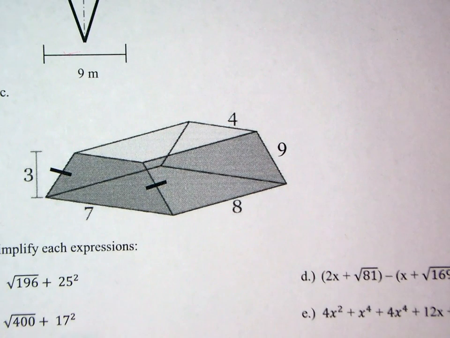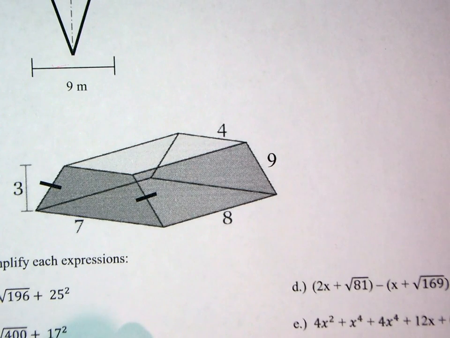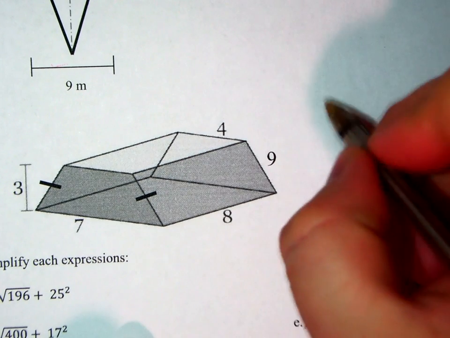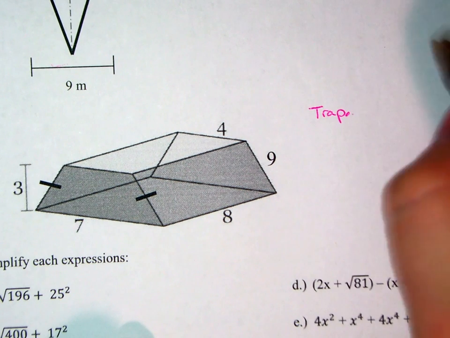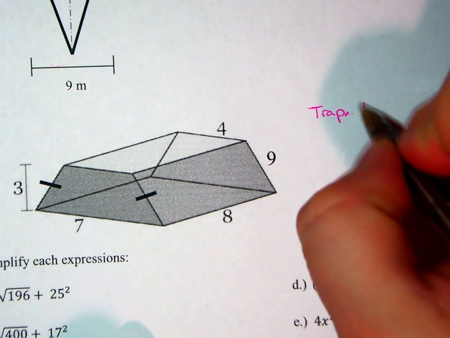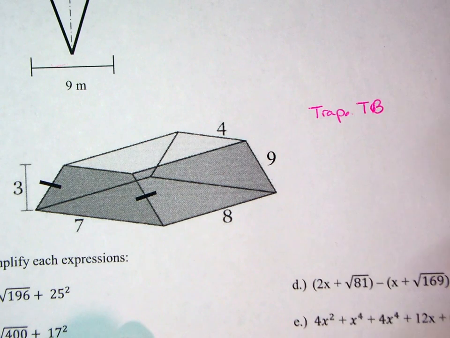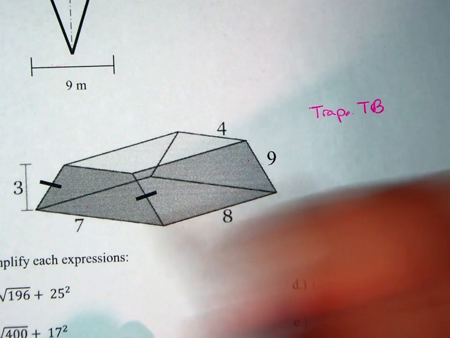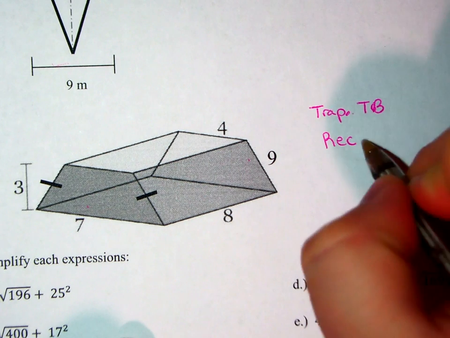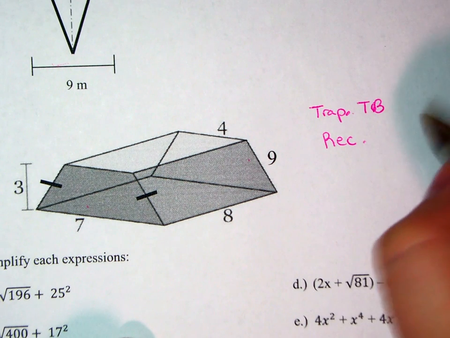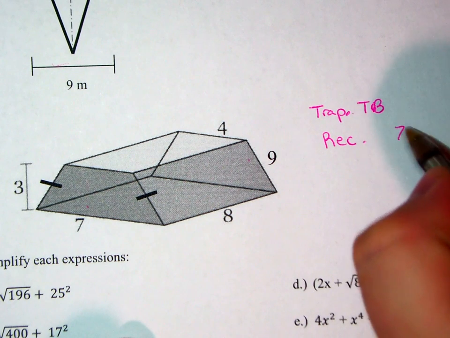C. Alright, for C, let's start breaking this up into parts. I see a trapezoid on the end. And I'm going to have two of those, a top and a bottom. Top and bottom. Could have called it front and back, could have called it left and right, whatever helps you keep them organized. I have a rectangle on the bottom that is 7 by 8.